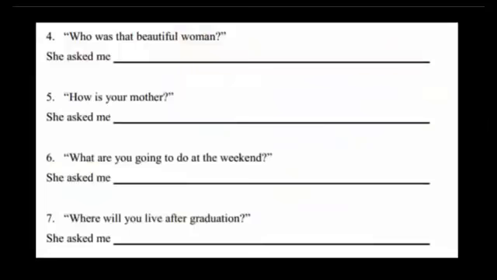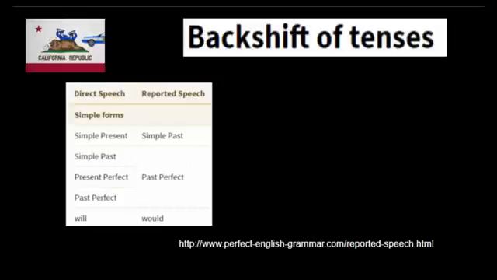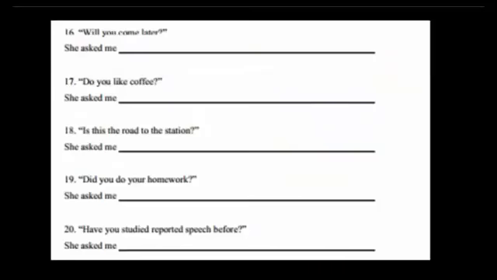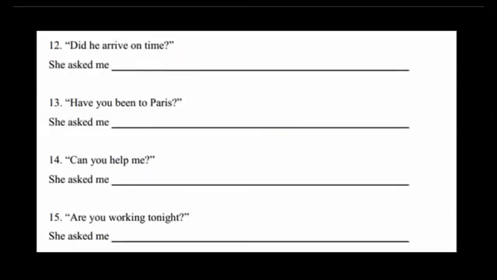Okay, I'm going to use this chart more. Who was that beautiful woman? She asked me who that beautiful woman had been. Look at that. We say, where's the had been? Was, were changes to had been. Now, I'm not really picky about this. Sometimes there are small mistakes, but we definitely want to work through these.